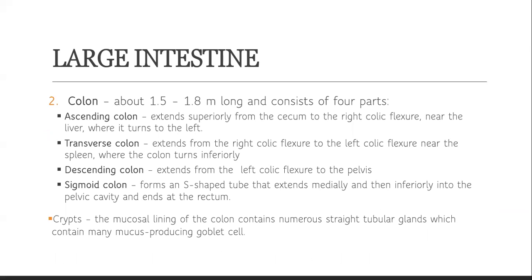The next is the colon, which is about 1.5 to 1.8 meters long and consists of 4 parts. We have the ascending, the transverse, the descending, and the sigmoid colon. The crypts are the mucosal lining of the colon that contains numerous straight tubular glands, which contain many mucus-producing goblet cells.